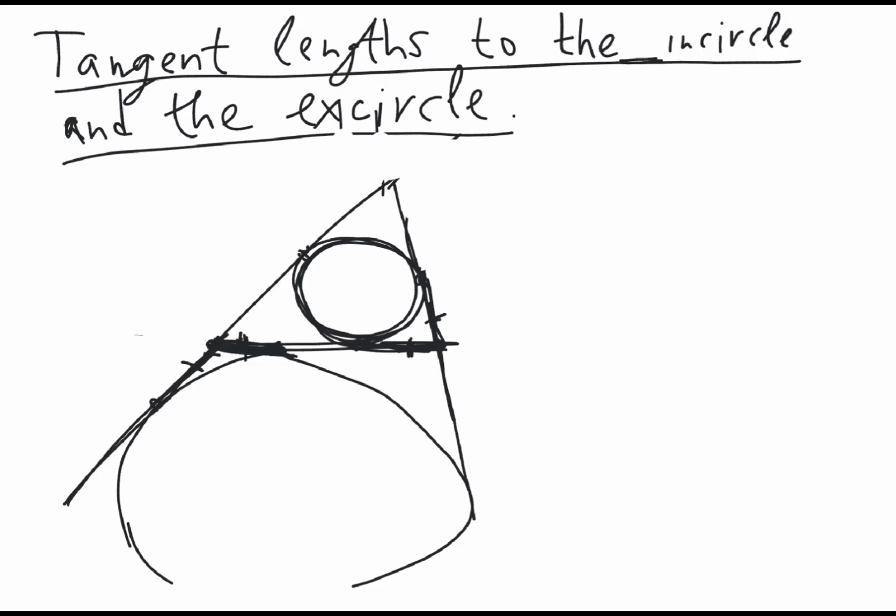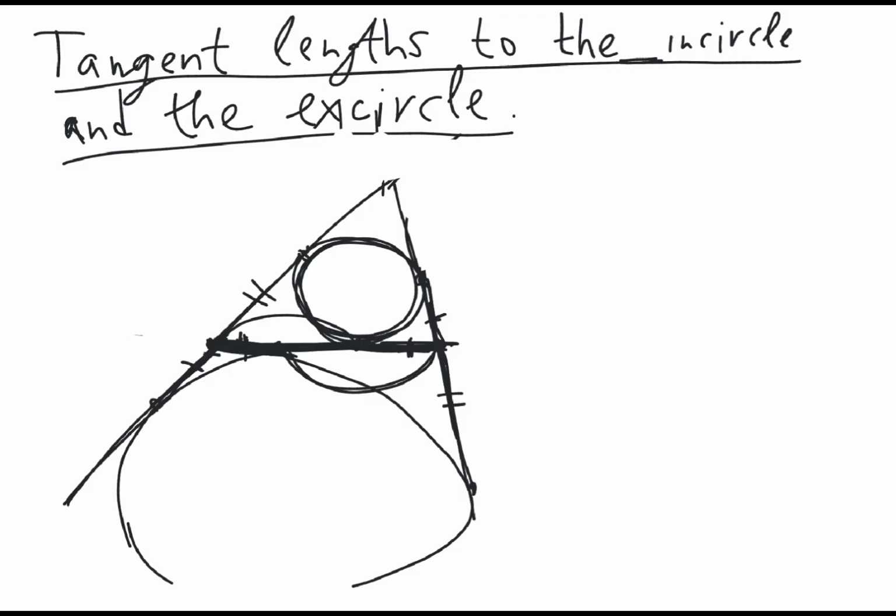And of course then this segment would be equal to this segment. So this tangent from this vertex to the excircle would be equal to the tangent from this vertex to the incircle. So this one is equal to this. Okay, so let's write this.